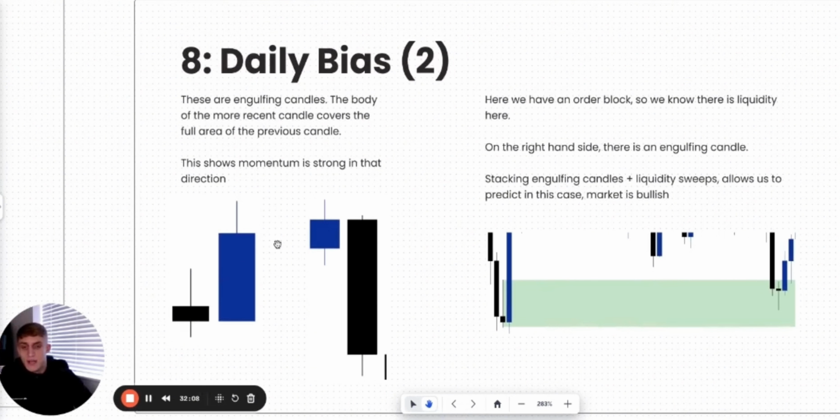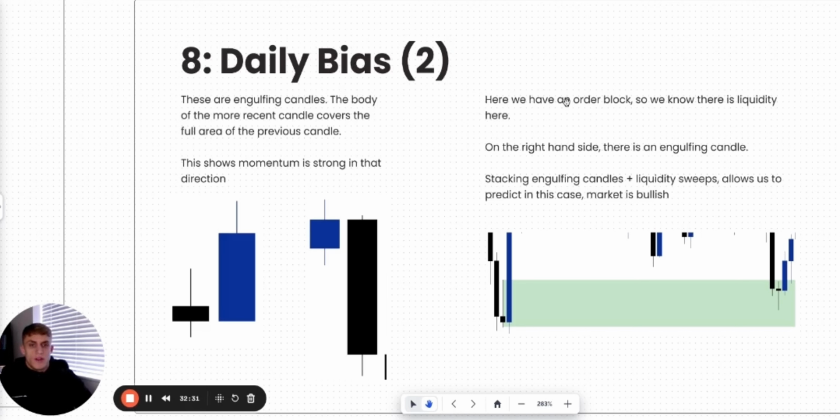Really, really key thing that we're going to look out for is engulfing candles. So in the bullish example, this candle body engulfs the full of this candle and the top of the wick. Bearish example engulfs the full candle and the bottom of the wick. This basically is an indicator that price is in a strong bullish or strong bearish market.